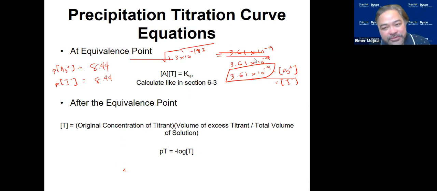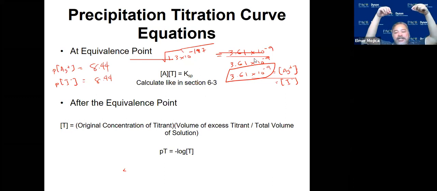The answer is yes. Why? Because you keep adding silver ion, and while you're adding silver ion, it will react with the iodide. Hence, your iodide concentration decreases. So that's what it means. As you add silver ions, your iodide ion will react with it, so the concentration of the silver ions in the solution also increases. The iodide ion, on the other hand, decreases because it reacts with any added silver ion. Now, what happens if you're past the equivalence point?